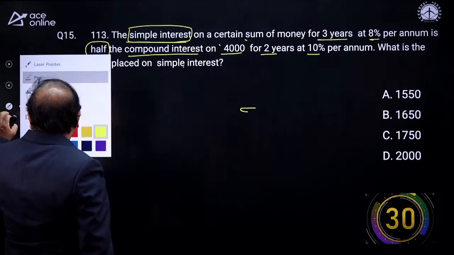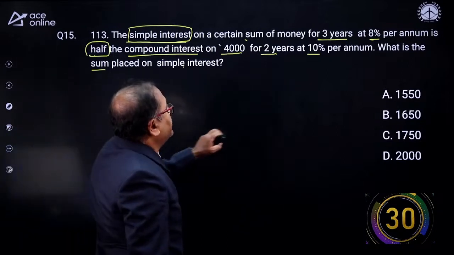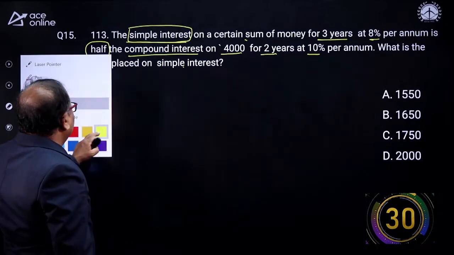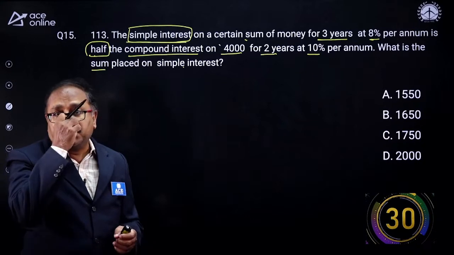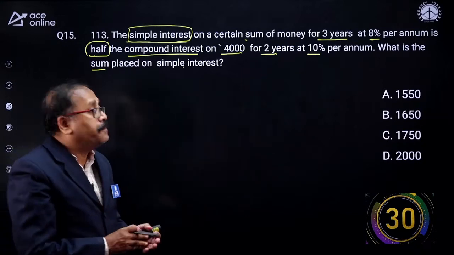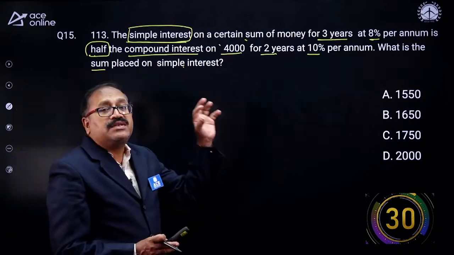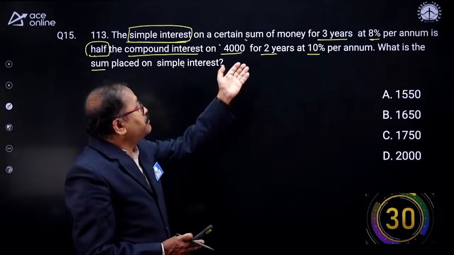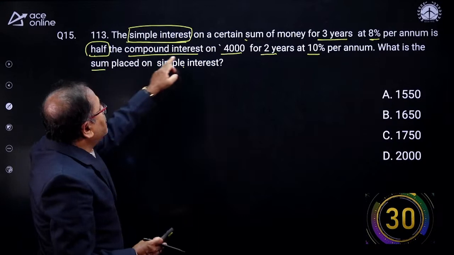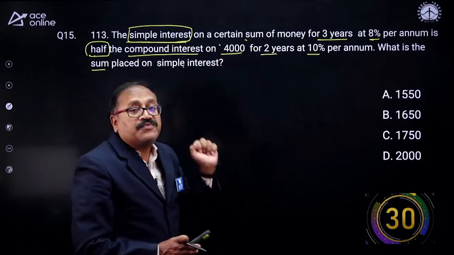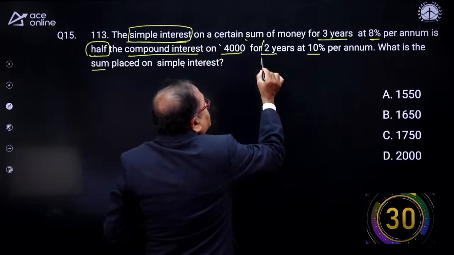Okay, so I will give some clue and after that I will wait. And these are all very healthy questions. When you are writing the PO prelims and all, you will find that the basic question is slightly twisted. Something like this. It's half of the compound interest on rupees 4,000 for 2 years at 10% per annum.